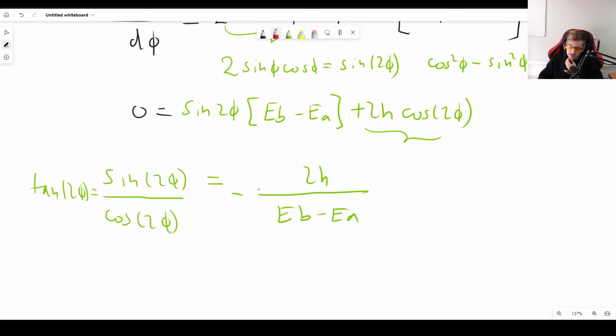And since we're going to be doing some algebra, and this here is simply a constant, we can simply rename it as minus epsilon, with epsilon equal to 2h divided by EB minus EA. We will leave the minus sign outside.